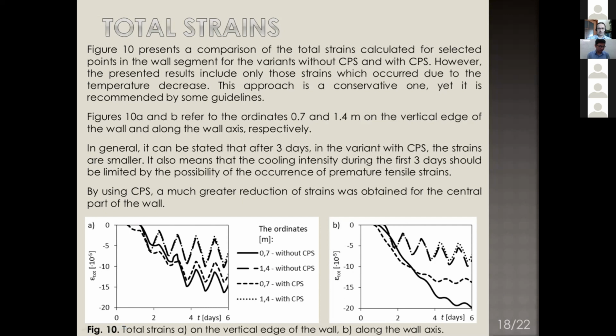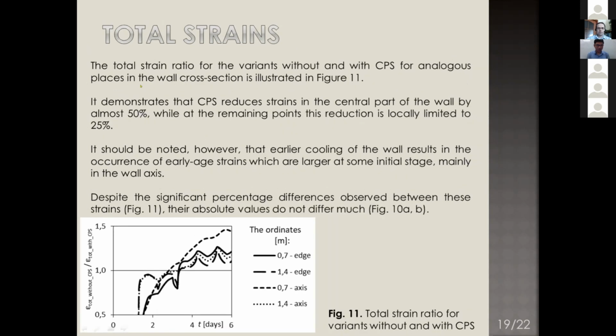Moreover, we saw that this curve starts from the maximum temperature. We don't take into account the temperature during its increase, to show the differences. Next, we have calculated the ratio between previously presented total strains for both variants, and we see that after 3 days, the maximum value is 50%. It is in the middle height of this wall, inside this wall. For the rest of the presented points of this structure, this reduction is limited up to 25%.